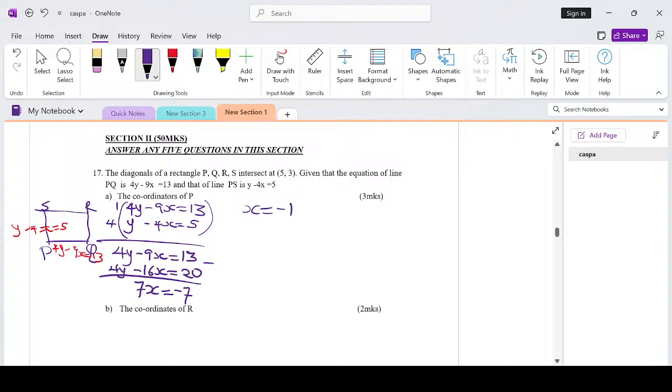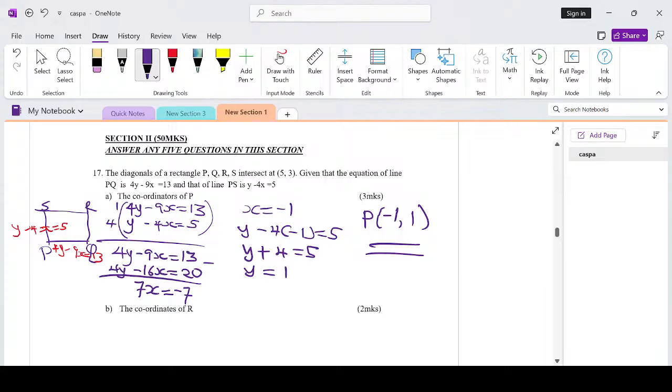Once we have x as negative 1, to get y I can substitute in the second equation: y minus 4 times negative 1 should give me 5. So y plus 4 equals 5, y equals 5 minus 4, which is 1. So P is given by x is negative 1, y is 1. Remember, to get the coordinates of the intersection point between two lines, solve the two equations simultaneously. That is the secret.